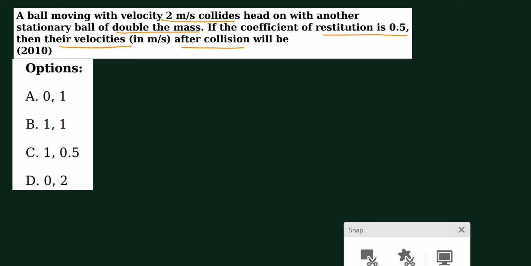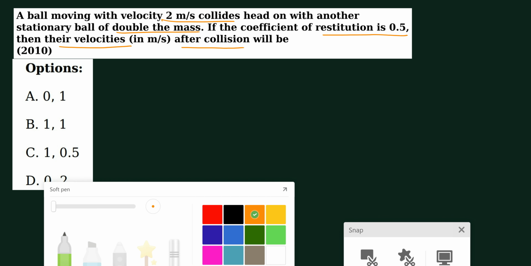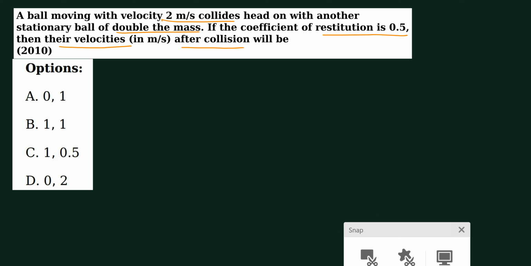Here, the given value of restitution means it is not an elastic collision, it is an inelastic collision. In an inelastic collision also, the momentum is conserved. So apply the conservation of linear momentum. According to conservation of linear momentum, the momentum before the collision is equal to the momentum after the collision.